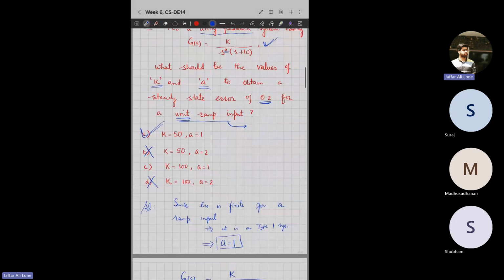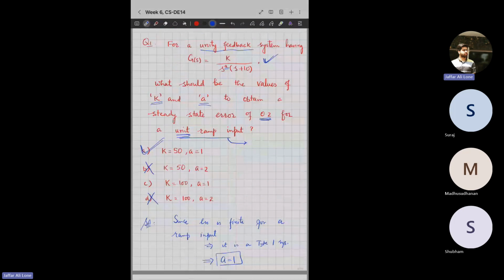First we have to carefully read the question. In the question, we have to identify the key terms. Unity feedback is a key term. It means h of s is 1. We have been given an open loop transfer function, and we have to find the value of k and a to obtain a steady state error. This is important for us: steady state error of 0.2 for a unit ramp input.